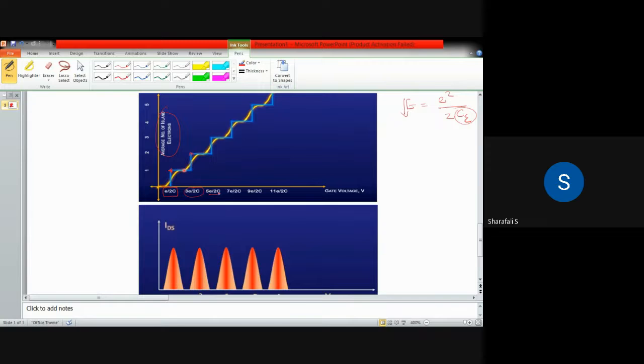If you consider 5e by 2C as the gate voltage, then we get 3 electrons and so on. So basically it is an odd multiplication of e by 2C that will increase the average number of electrons in the quantum dot. If you generalize, it is Ne by 2C, where N is equal to 1, 3, 5, 7, and so on.